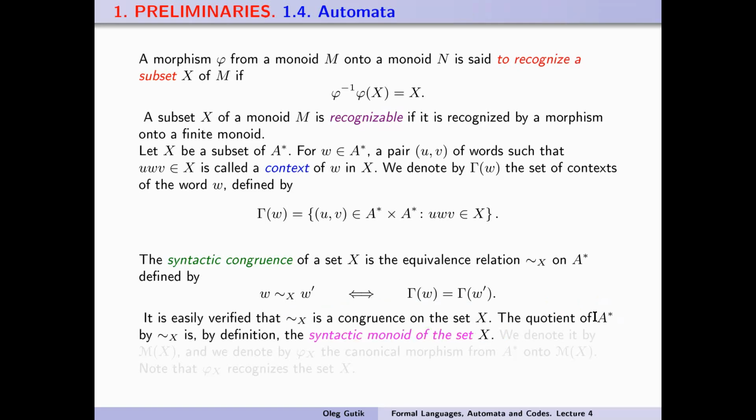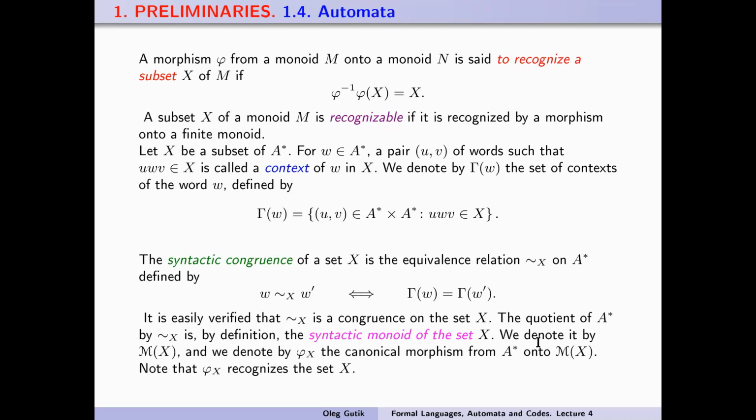The quotient of the free monoid over our alphabet A by this relation is, by definition, the syntactic monoid of the set X. We denote this monoid by M of X, and we denote by phi sub X the canonical morphism from the free monoid A star onto the monoid M of X. We remark that this canonical morphism recognizes the set X.